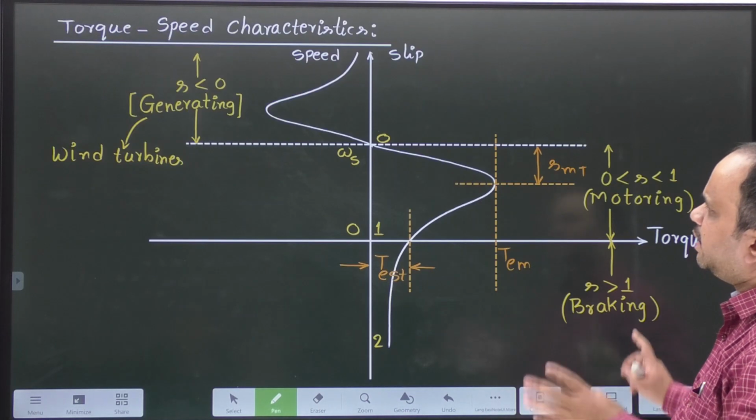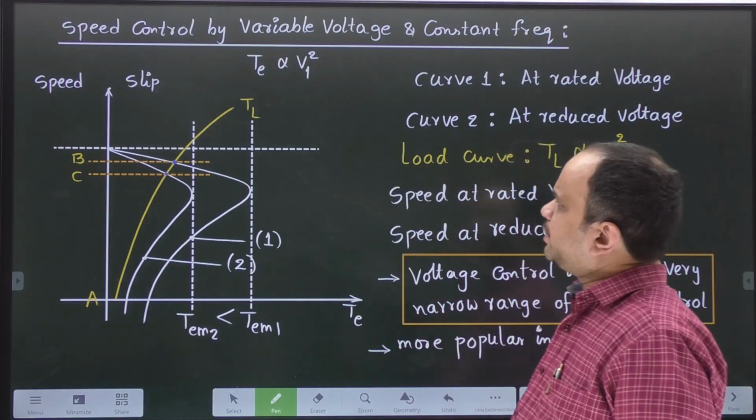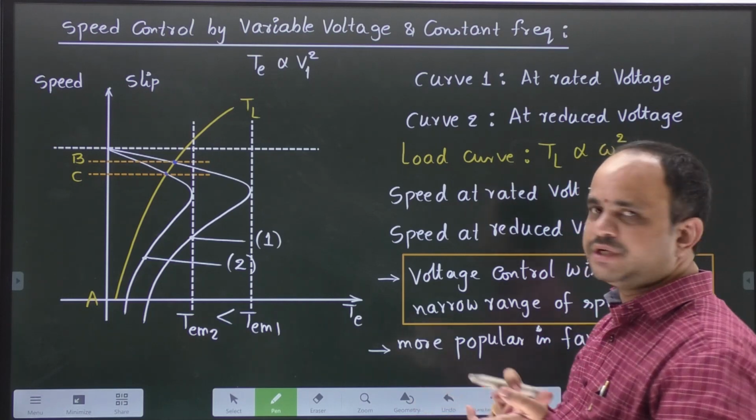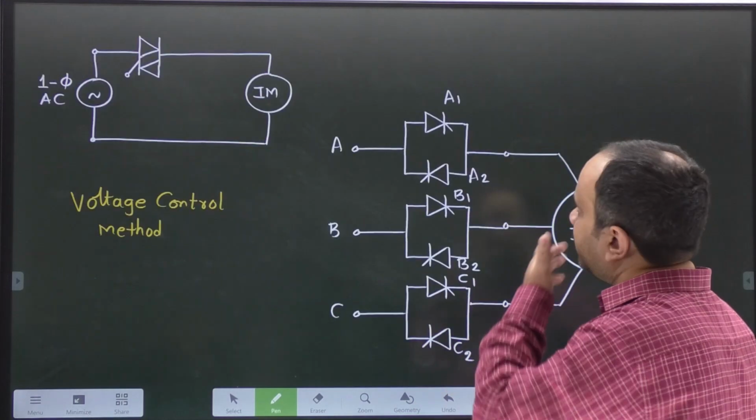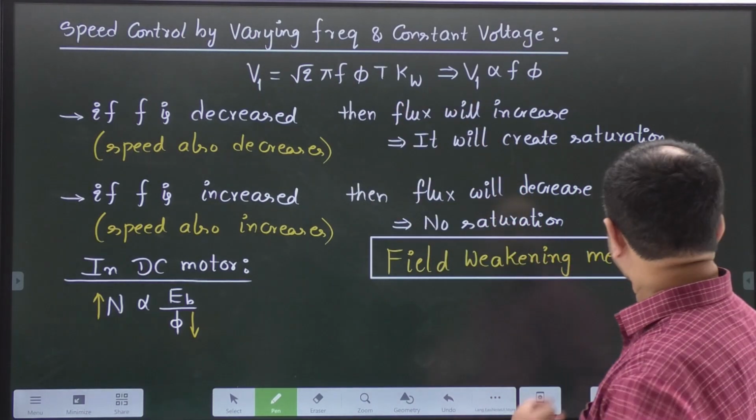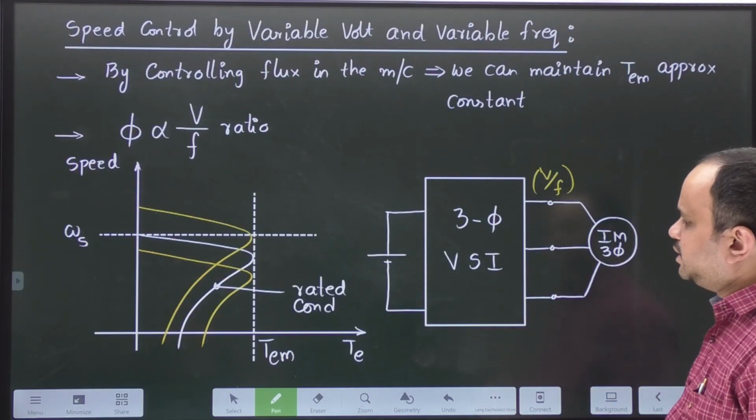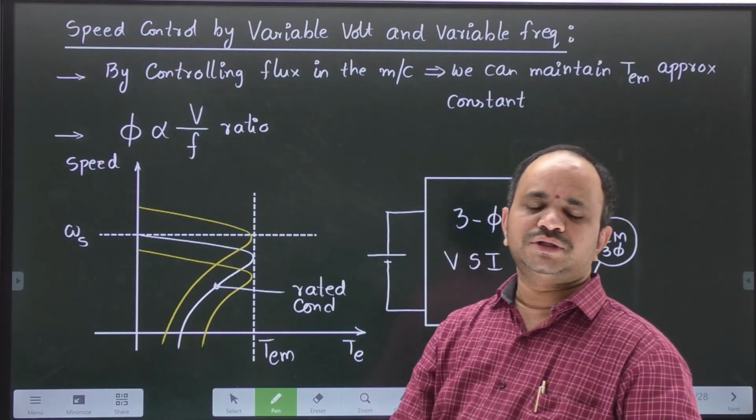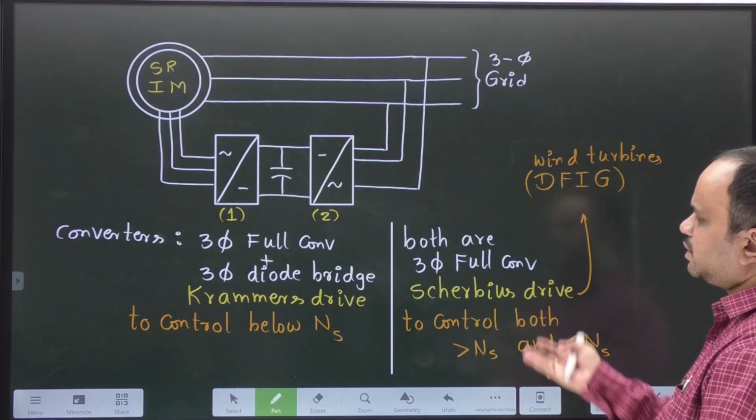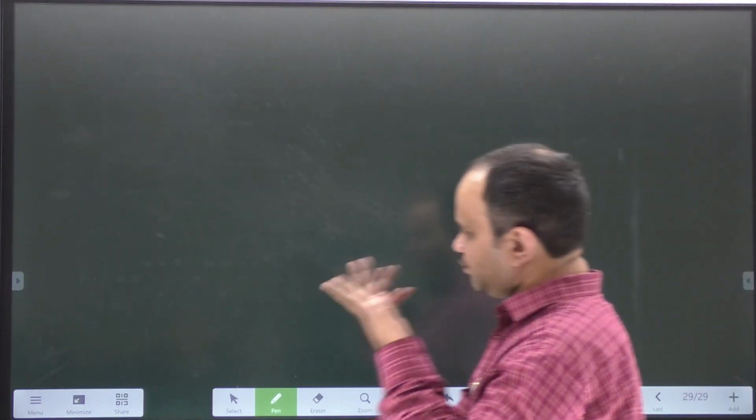So this is about speed control of induction motors by using various methods. In the bigger picture, what you have to remember: speed control by variable voltage and constant frequency, that is one method. Second method, speed control by varying the frequency alone. The third method, both voltage as well as frequency. These three methods are applicable for squirrel cage induction motor, whereas for slip ring induction motor, Cramer's drive and Scherbius drive. Okay. Now let us take a few problems.